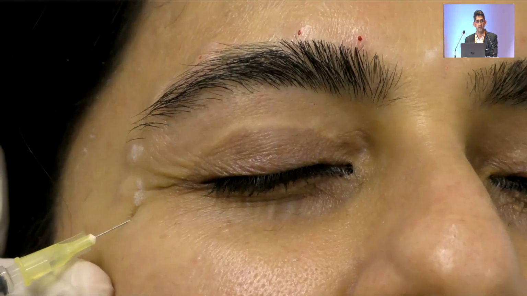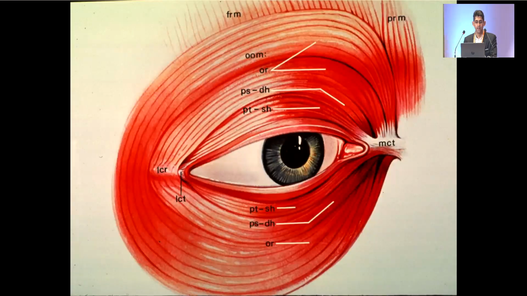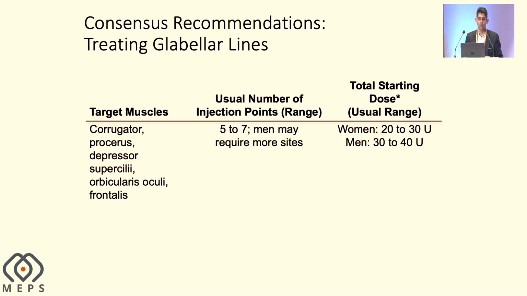Males will not like this, because males do not like arched eyebrows. Usually the eyebrows are straighter in males. After injecting the eyebrows, you also have to, before going there, usually a starting dose of around 20 units for women and 30 to 35 units in men is a good starting point for the eyebrow region.